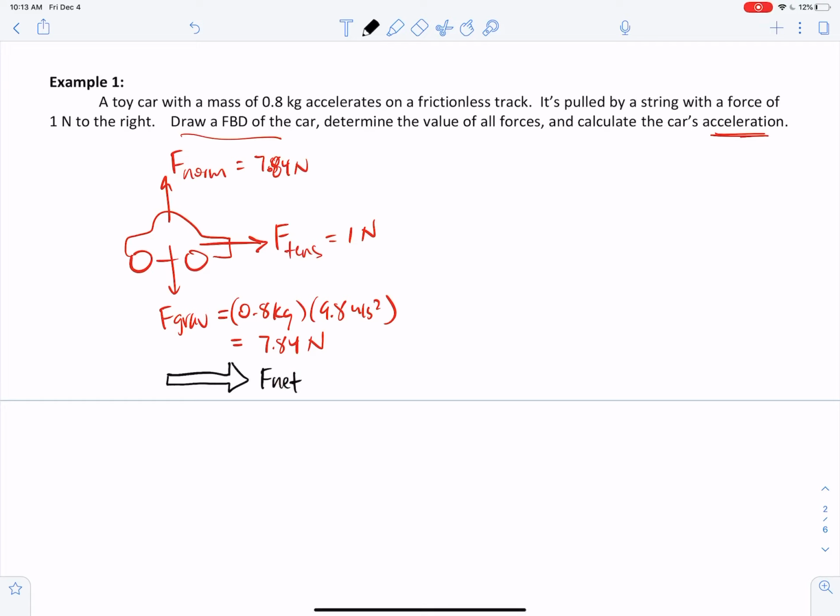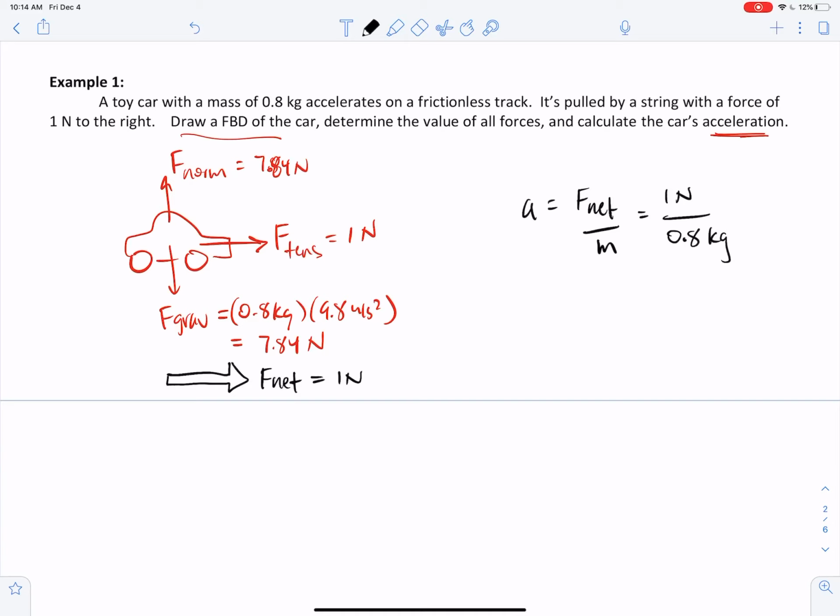This is not a separate force. It's not a new force that goes on the free body diagram. It's just the sum of all the forces. And so I'm going to identify this as 1 Newton to the right, okay? So now from Newton's second law, the acceleration is just the net force divided by the mass, okay? The net force is 1 Newton to the right. The mass is 0.8 kilograms.